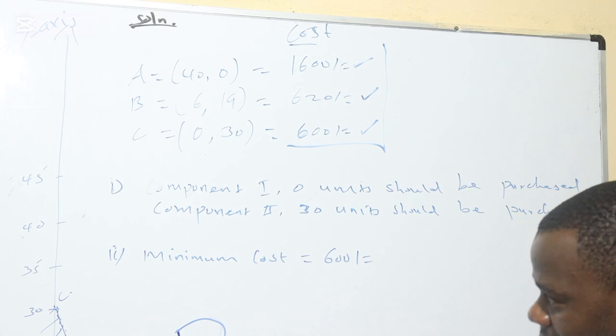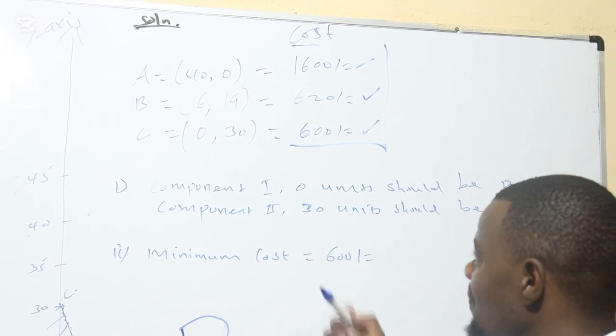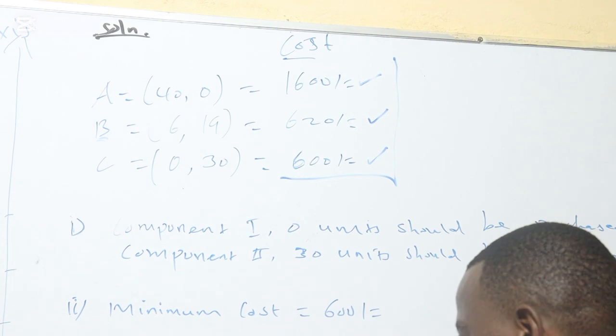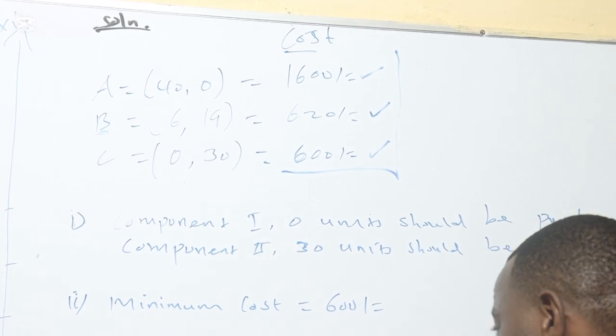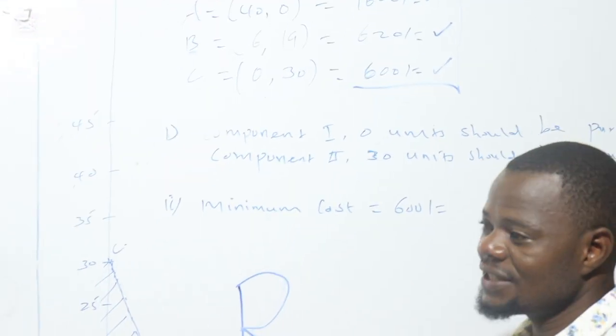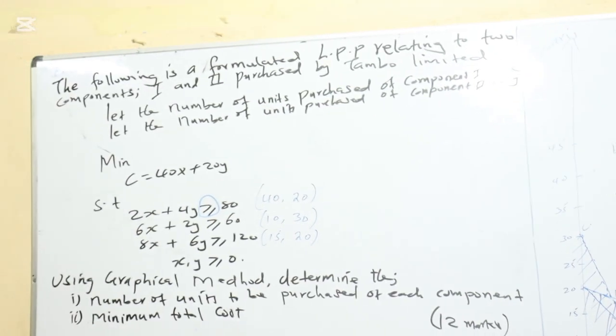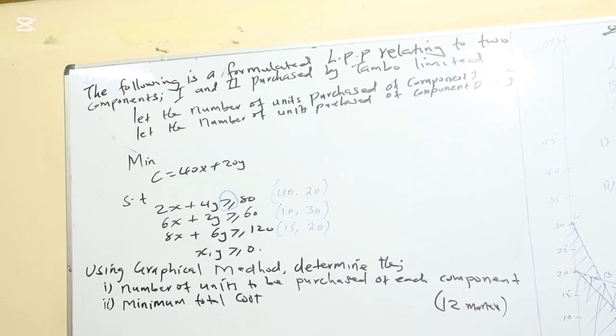Try to draw this in your graph and you will find the exact value for point B. I've just estimated it using my graph. That is our example 2, and that marks the end of linear programming as a topic.